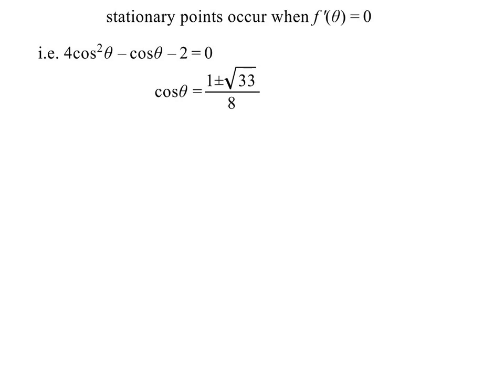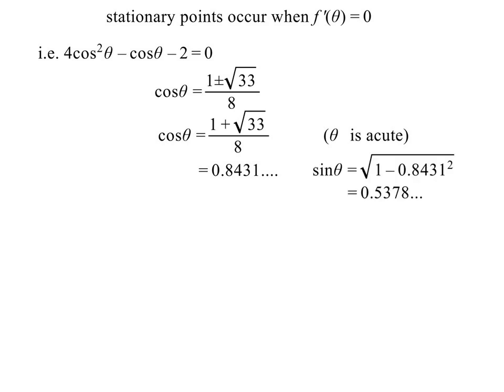Cos theta is 1 plus or minus the square root of 33 on 8. Yep, they've made the numbers real nice for us. I know theta's got to be an acute angle because we're firing this projectile off, so I can discount the negative case. 1 minus root 33 can't be that. So I know cos theta is 1 plus the square root of 33 on 8. It's approximately 0.8431. Sine theta, therefore, sine squared would be 1 minus cos squared, so sine theta will be the square root of this, 0.5378.